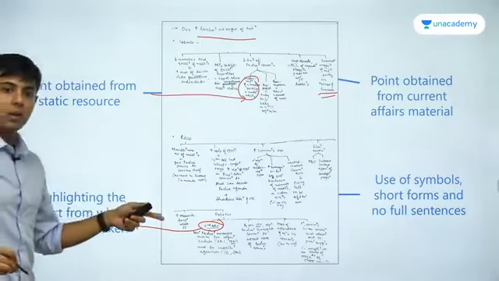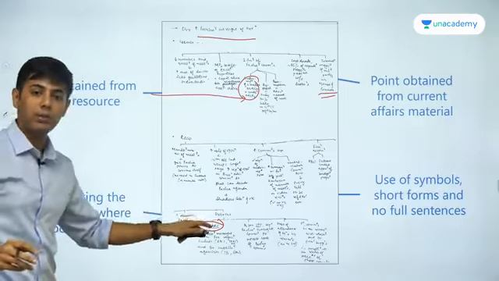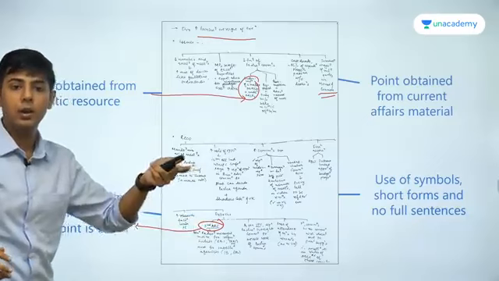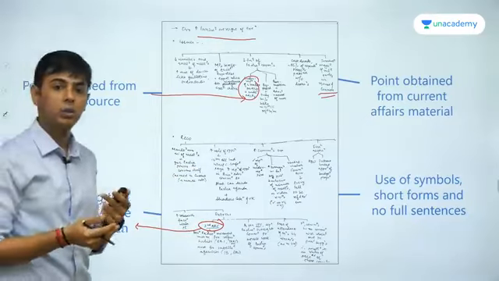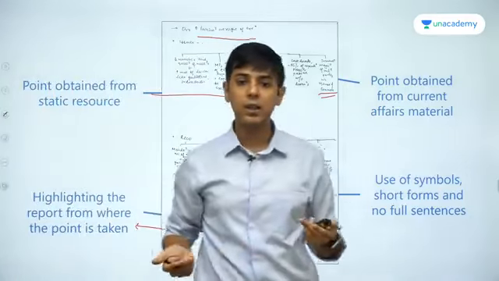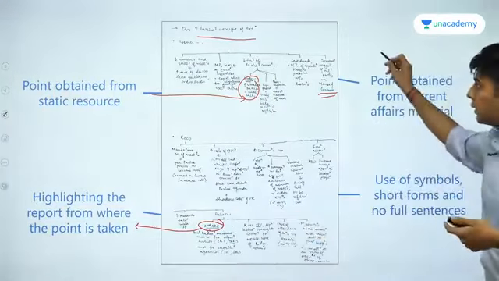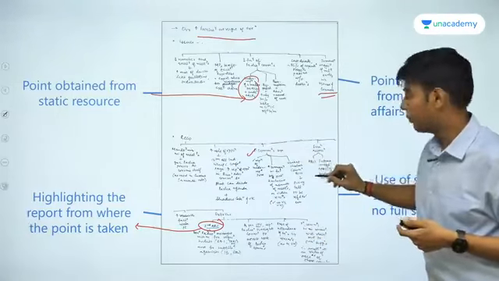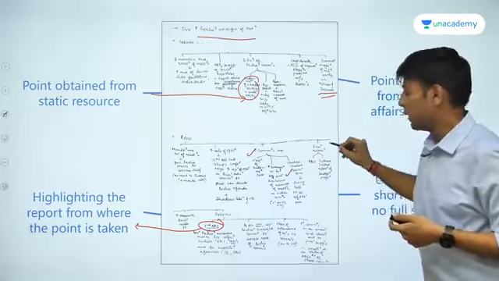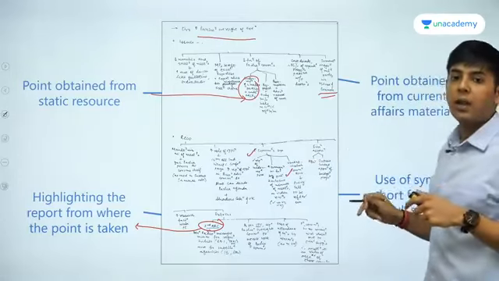I have highlighted the report so that I remember that this particular point was taken from this particular resource, and I am going to quote it in my answers. So always highlight the report as well if you are taking from an authentic source like second ARC, like the Niti Aayog and all. Mention that in your notes as well. And throughout this note, you can see I have used short forms, I have used symbols, I have been very, very precise. Okay, so that is how you combine a note.